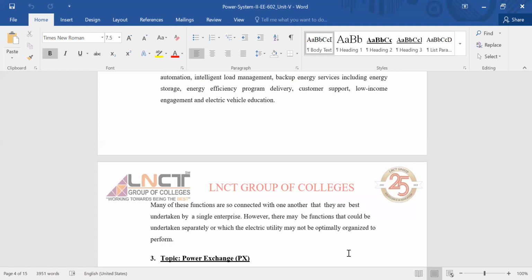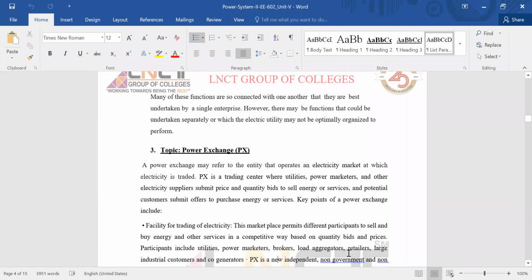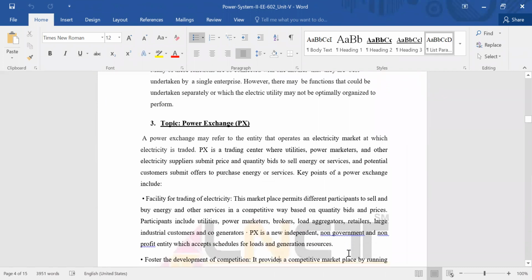However, these functions could be undertaken separately or with the electrical utility. Then power exchange. When we are talking about the power exchange, it refers to the entity that operates the electricity market at which electricity is traded. A power exchange is a trading center where utilities, power marketers, and other suppliers submit price and quantity bids to sell their energy and or services.